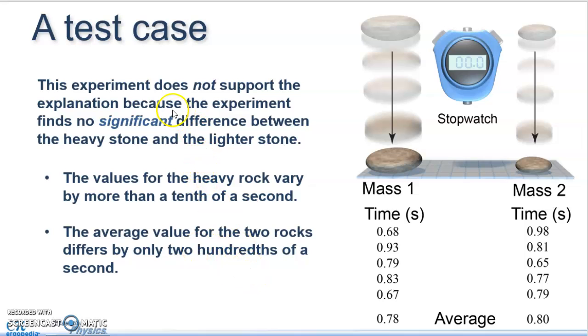All right, so we come around to this: this experiment does not support the explanation because there's no significant difference between the heavy and the lighter stone. The values for the heavy rock vary by more than 1/10 of a second, and same thing for the light rock, and then the average value is only 2/100ths of a second difference. So there's more uncertainty than there is difference between the two quantities.